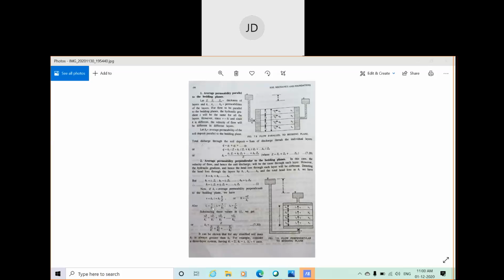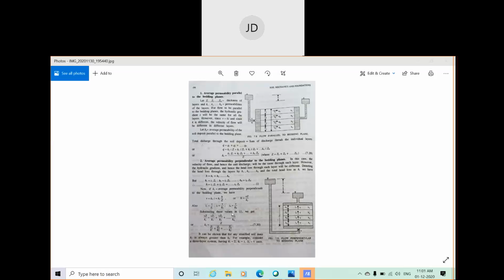Also, we can write I1, I2, and I3, the values of hydraulic gradient through each layer. So I1, the hydraulic gradient for layer 1, can be represented as follows: since V is equal to Ki, I is equal to V by K. V is constant for each layer, but for layer 1, K is represented by K1, for layer 2, K is represented by K2, and for layer n, K is represented by Kn. So we can write I1 equal to V by K1, I2 equal to V by K2, In equal to V by Kn.